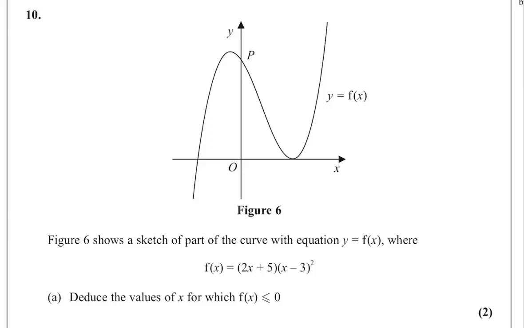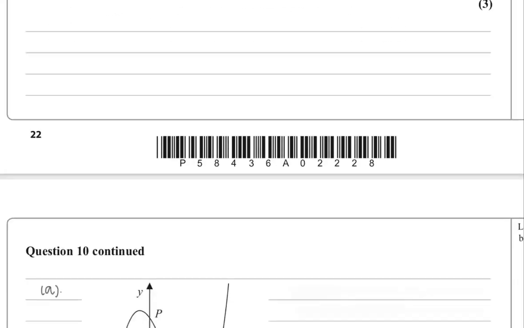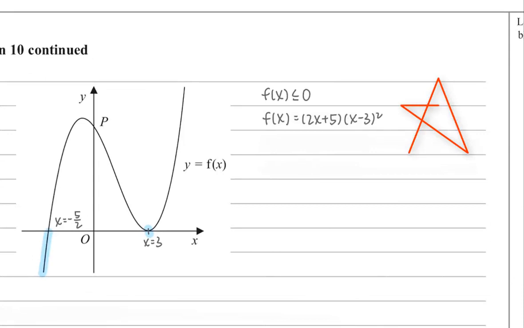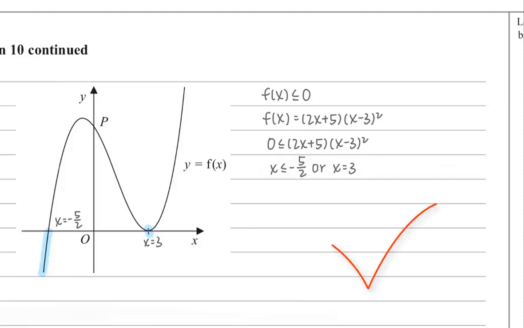Figure 6 shows a graph y equals f(x), where f(x) is equal to (2x + 5)(x - 3) all squared. We have to find the values of x for which the graph f(x) is smaller than or equal to 0. We can write it as 0 is smaller than or equal to (2x + 5)(x - 3) all squared. You get x is smaller than or equal to negative 5 over 2, or x is equal to 3.